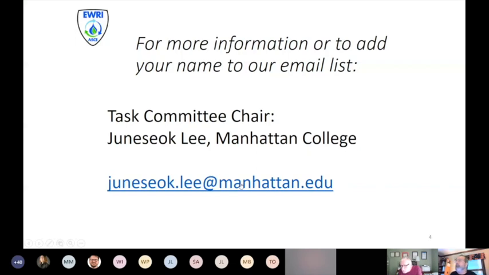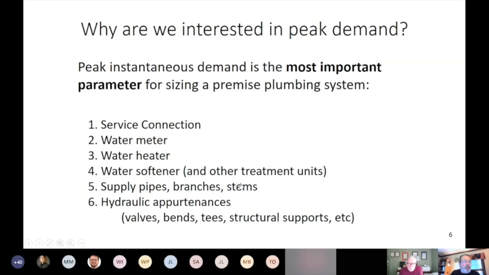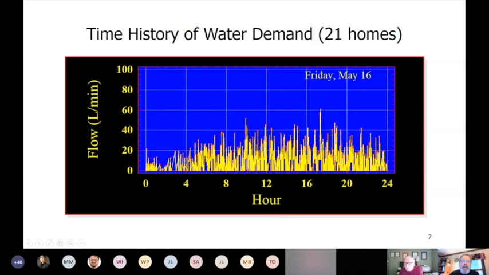Without any further ado, I'm going to jump into the first presentation, which has to do with estimating peak water demands, or my slogan for today is Hunter's Curve meets the 21st century. So the question is, why are we interested in peak demand? It turns out peak demand, you could argue, is perhaps the most important parameter for sizing a premise plumbing system. You need peak demands for the service connection, for water meters and heaters, softeners, and all sorts of hydraulic appurtenances. And if you think about this problem for a minute, it's actually rather challenging.